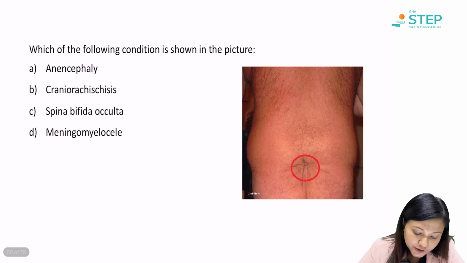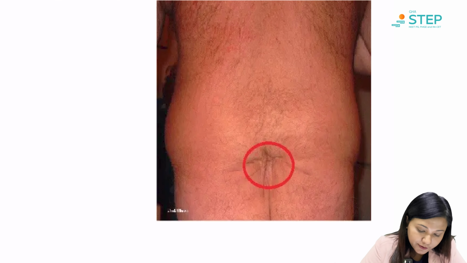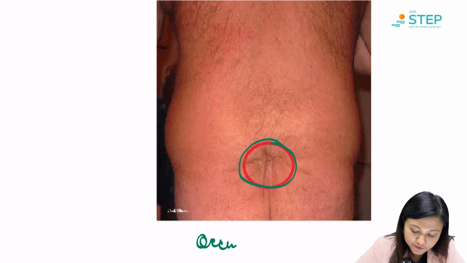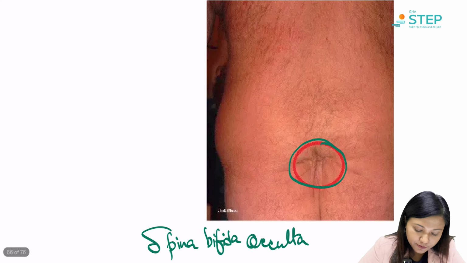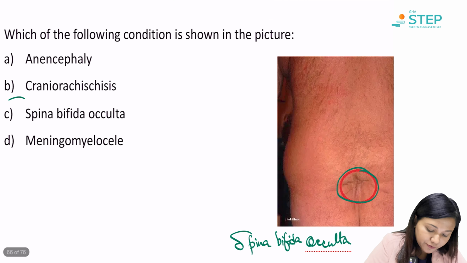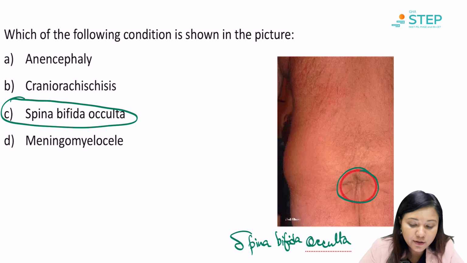Which of the following conditions is shown in the picture? As you can see here, in this region you can see the tuft of hair and no bulging, nothing. So by seeing this, you know that this is hidden, that is spina bifida occulta. This is non-closure of the posterior neuropore. So the answer is spina bifida occulta.